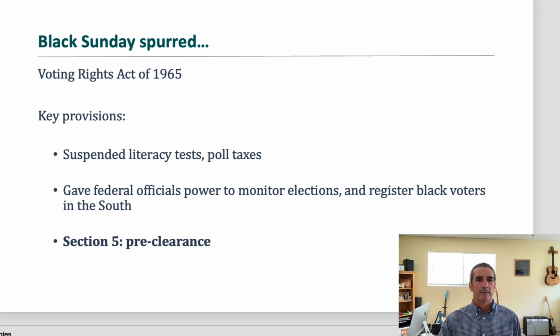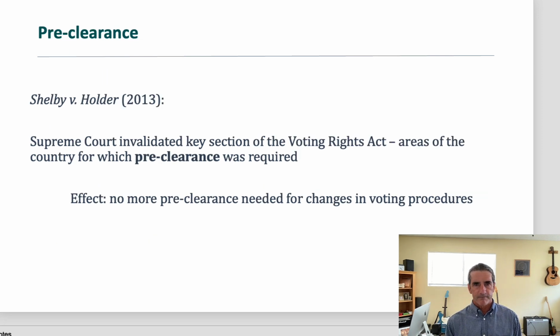Well, it worked until 2013. The Shelby versus Holder decision by the Supreme Court in 2013, in my mind, is going to go down with Plessy versus Ferguson and Citizens United and a handful of others that I could name as probably the worst Supreme Court decisions that the court has ever handed down.